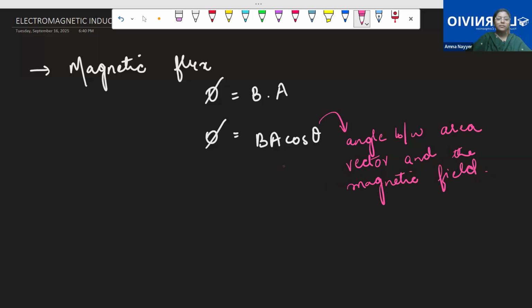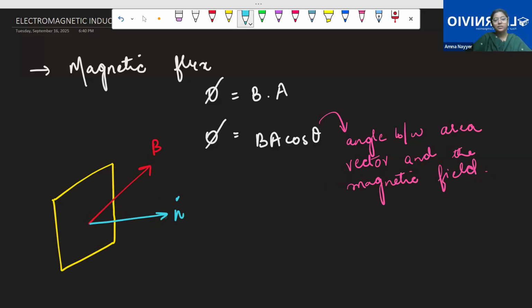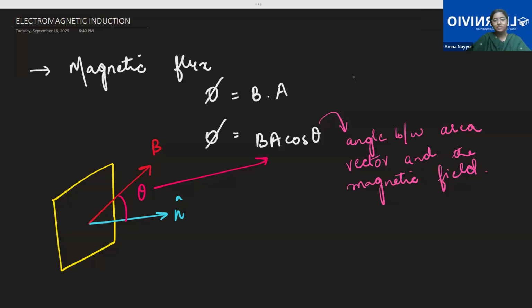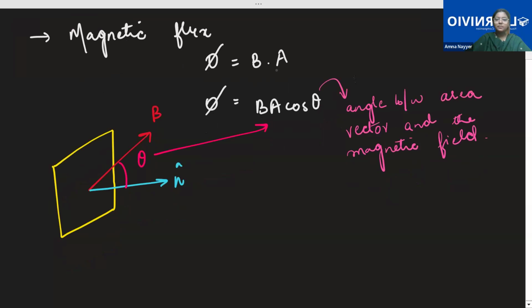Okay, not with the plane surface. So let's say we have this plane surface with us. Magnetic field is present. And if we drop an area vector over here, this theta is what you'll have to consider. That is the flux. So this is magnetic flux. Phi is equal to B dot A. Phi is BA cos theta.